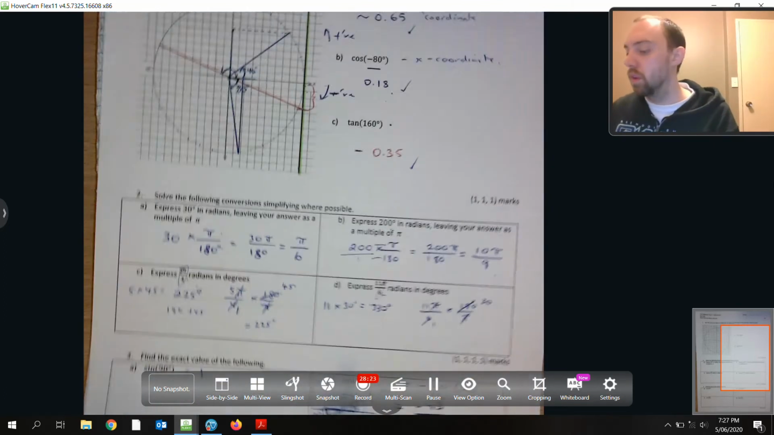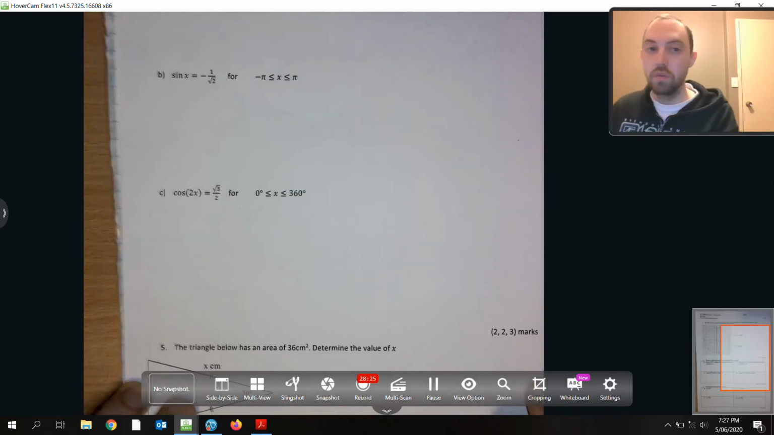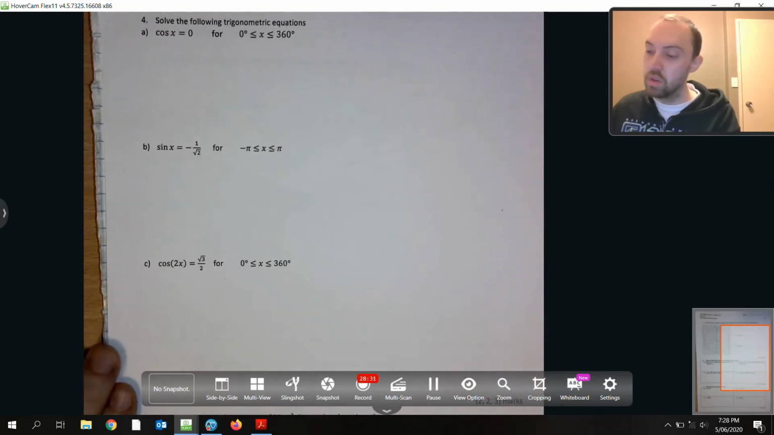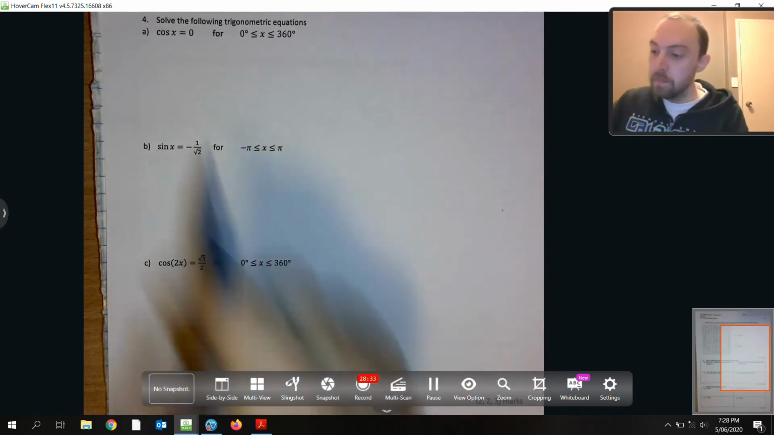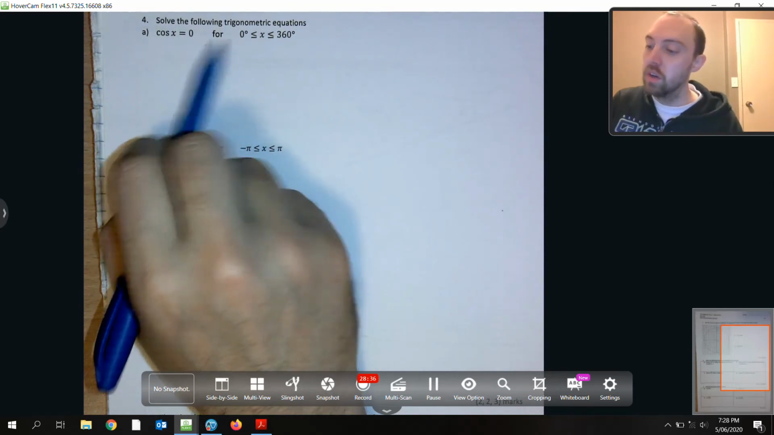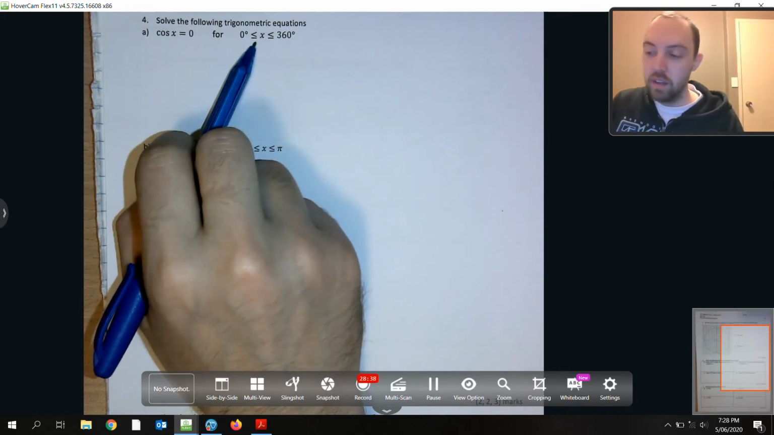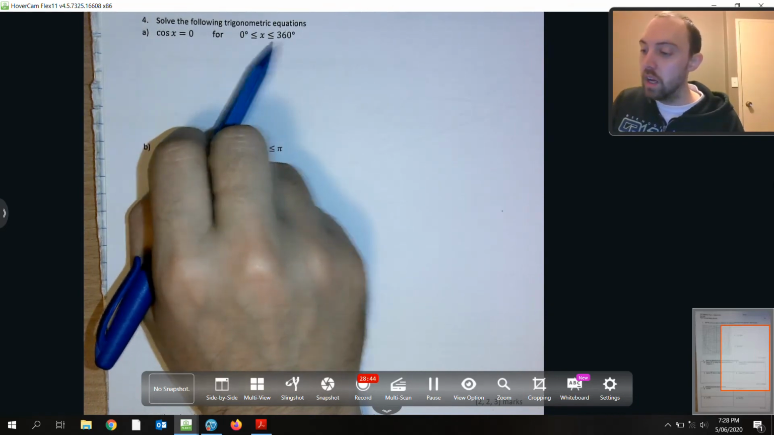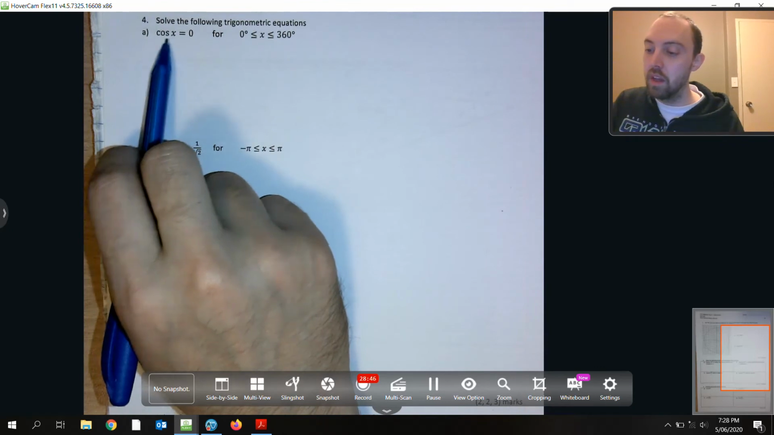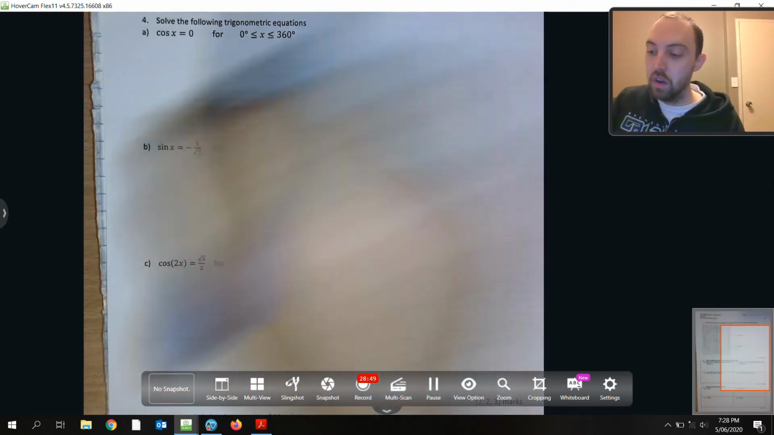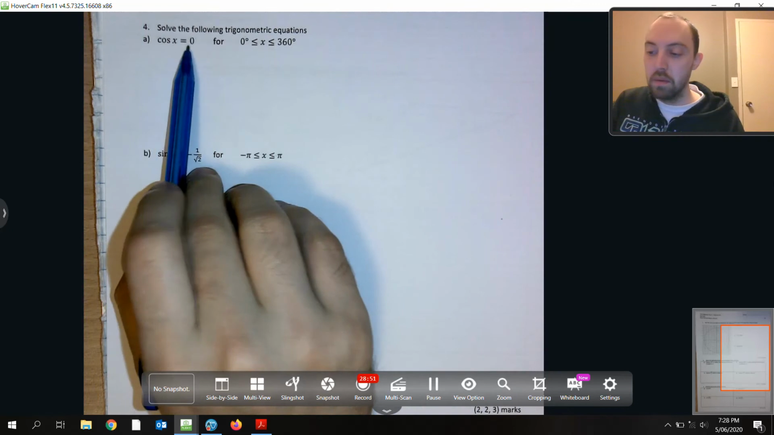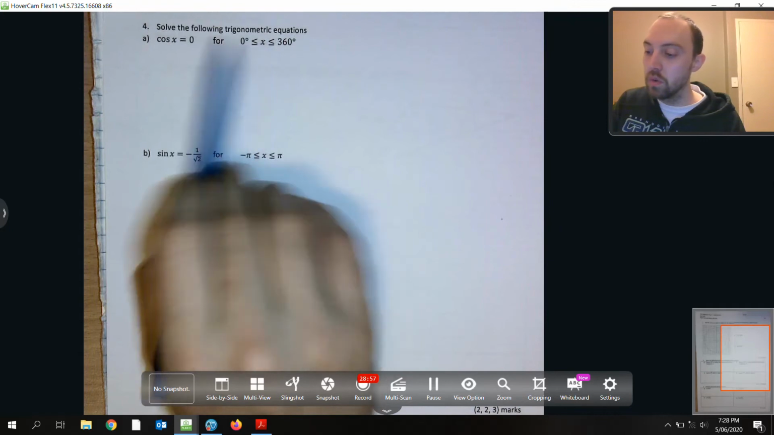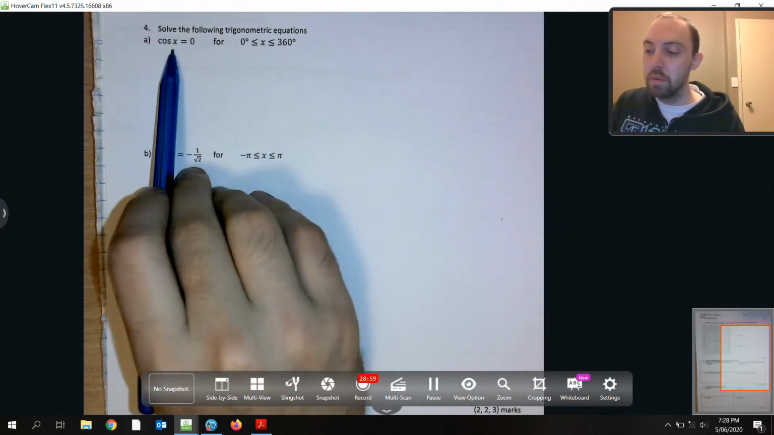Cool, let's move on to question 4, where things get a little bit trickier. Okay, we are solving trigonometric equations. Cos of x is equal to 0 for x greater than 0 and less than 360. So we're looking for values that we could put into here for cos, and that it becomes 0. Same as any algebraic equation that we've done before. So what angles between 0 and 360 can we put into there?